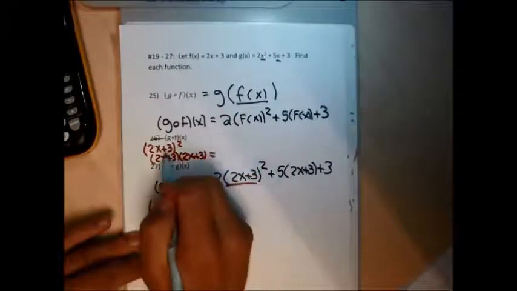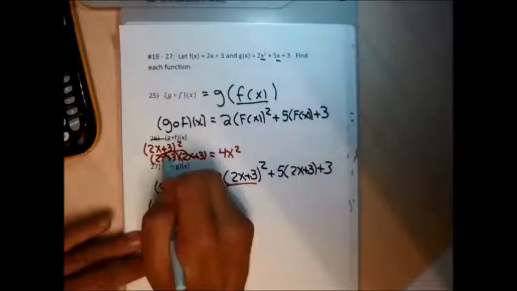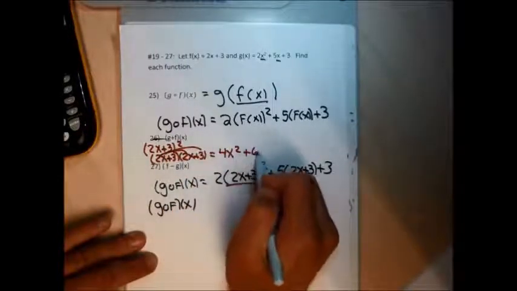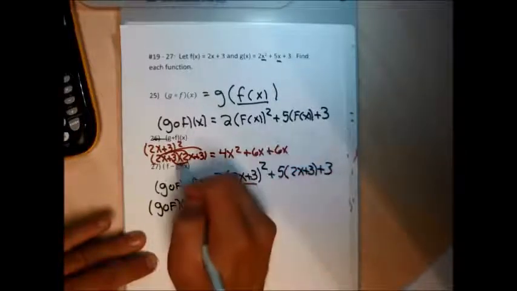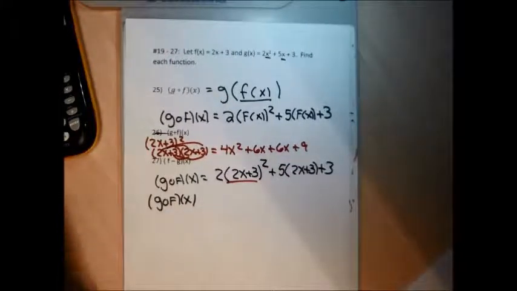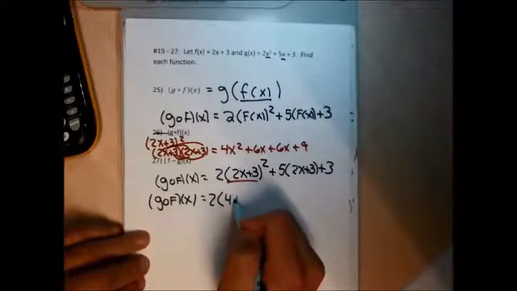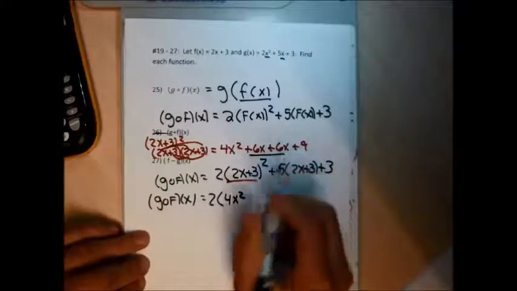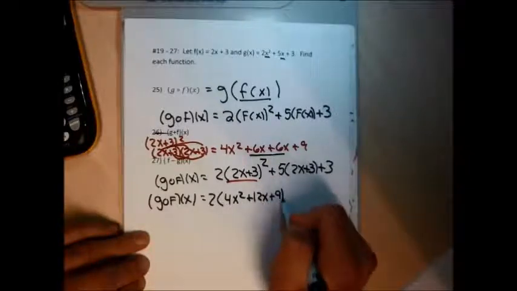That's a foiling. You do firsts: 2x times 2x, which is 4x squared. Outers are 2x times 3, which is plus 6x. Inners are 3 times 2x, which is plus 6x. Lasts are 3 times 3, which is 9. So that parentheses that I underlined comes out to be 4x squared, which are the firsts. The outers and inners add to 12x, and then plus 9.